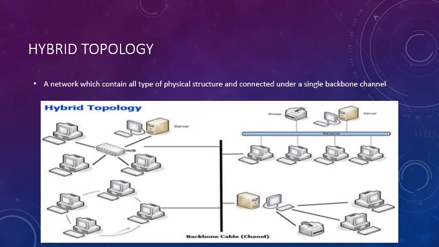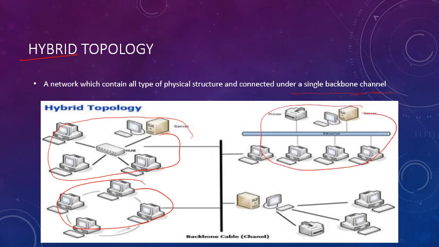Hybrid topology is next: a network which contains all types of physical structure and is connected under a single backbone channel. It is known as what? A hybrid. Hybrid means a combination of any two topologies forms a topology known as a hybrid topology. Here you see, this one is what? Star topology. This one is what? Ring topology. This one is what? Bus topology. All are connected with that backbone cable and they form a network known as what?